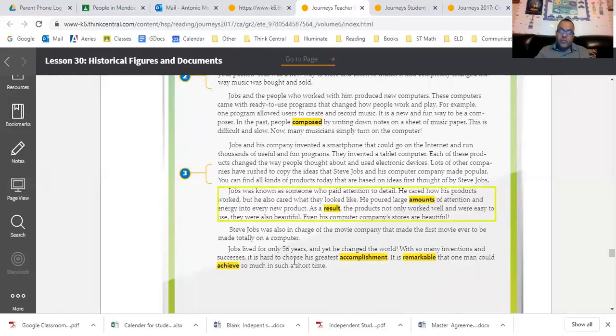Jobs lived for only 56 years. Oh, I guess he already died. And yet he changed the world. With so many inventions and successes, it is hard to choose his greatest accomplishments. It is remarkable that one man could achieve so much in such a short time.